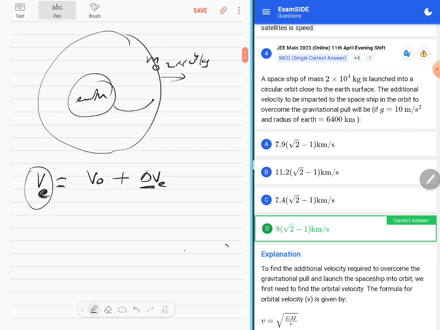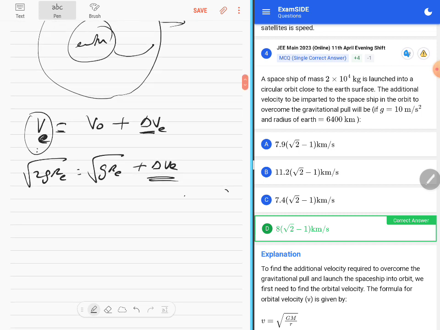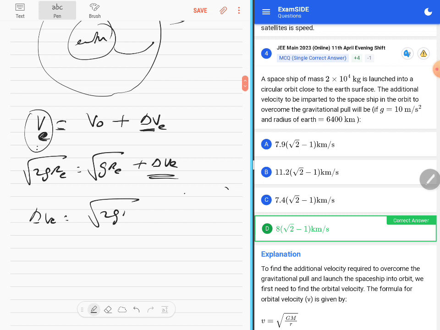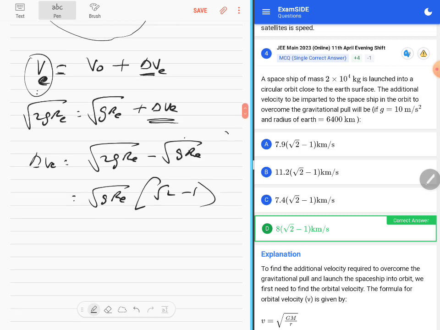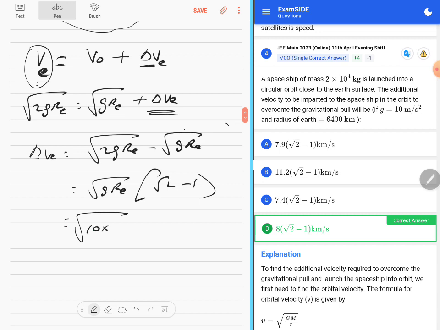So the escape velocity formula is root of 2GRe, which is equal to the orbital velocity root of GRe plus delta V. This small change in velocity is what they are asking, which is root of 2GRe minus root of GRe. In this, root of GRe is common, so into root 2 minus 1. So everywhere there is root 2 minus 1. I just have to put g as 10 and the radius of the Earth as 10 into 10 to the power minus 3 because I have to convert it into kilometers, and the radius of the Earth is 6.4 into 10 to the power 3. So this and this get cancelled, 64, and therefore it is 8 into root 2 minus 1. Therefore option D is the right answer.